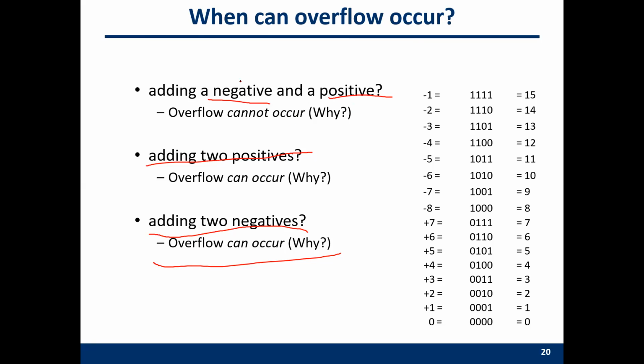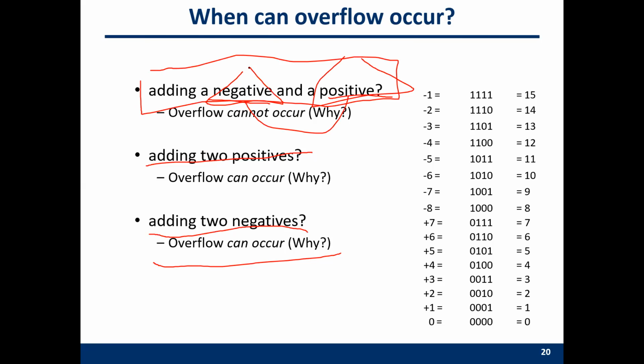Why? Because if you can successfully represent that negative number and that positive number, the absolute value of the result must be smaller than these two. So if you can successfully represent this negative and positive number, the result should also be fine. We have enough bits to represent the result. We only need to be careful when we do these two.